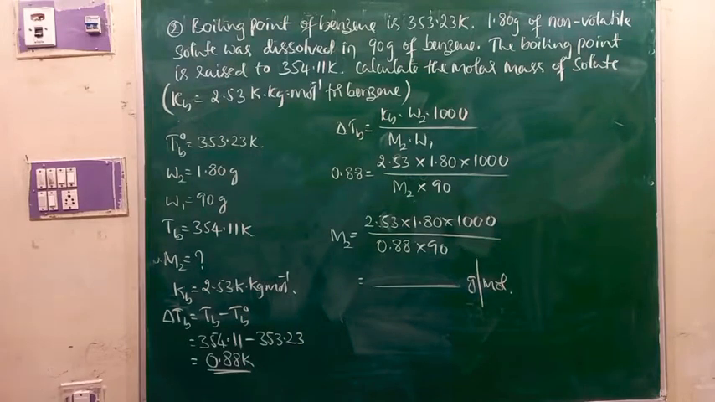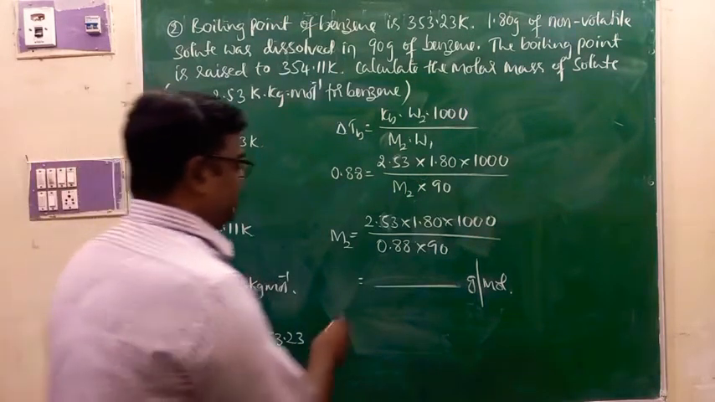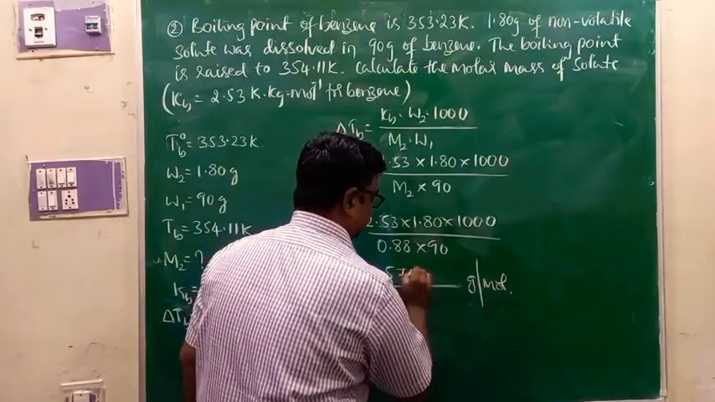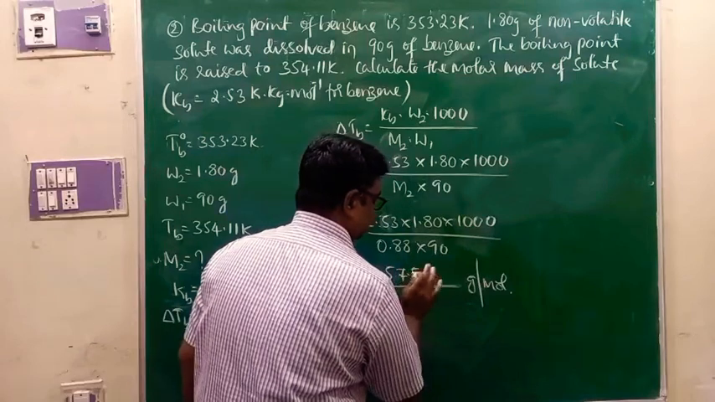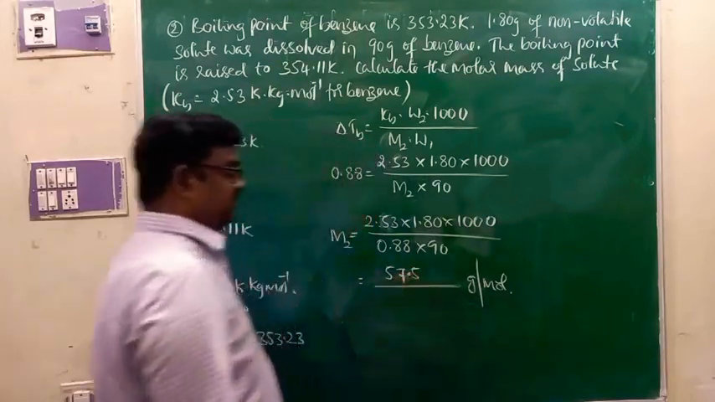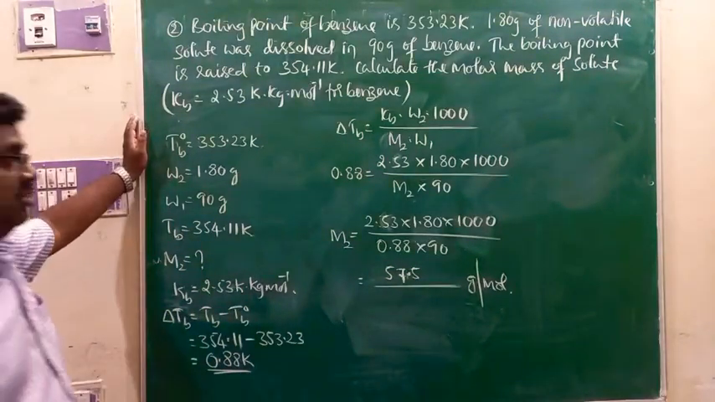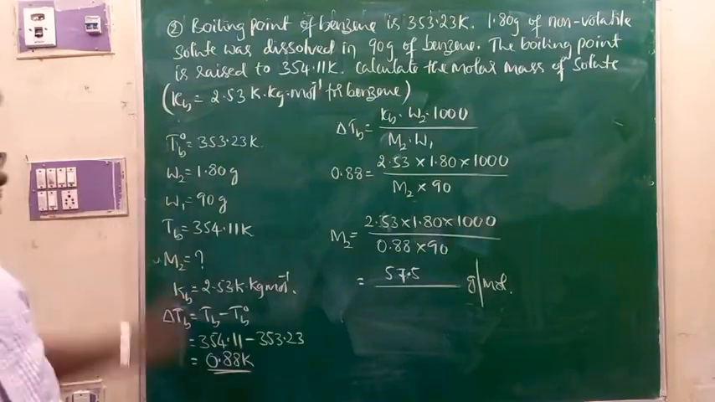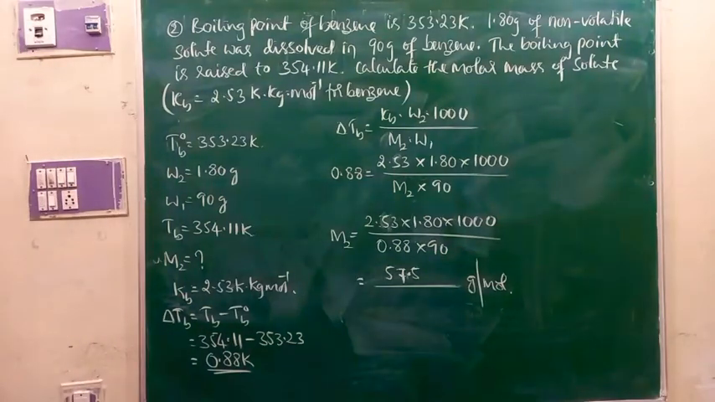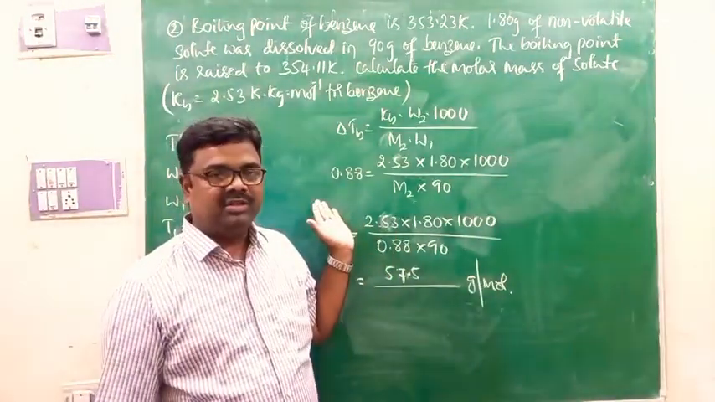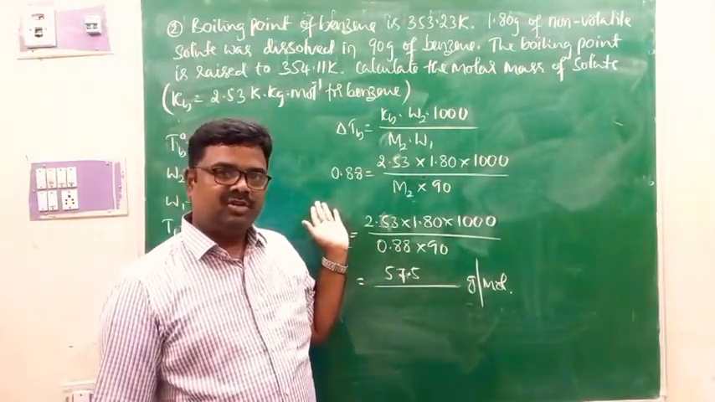It comes out to 57.5 gram per mole. That is the molecular mass of the solute. So this is what we call calculation of molecular mass of solute by knowing elevation in boiling point. Note it down. Fine.